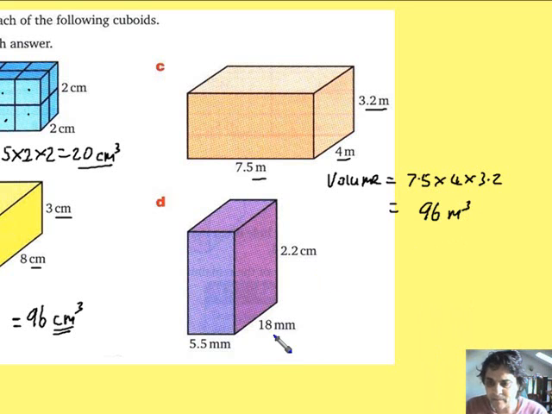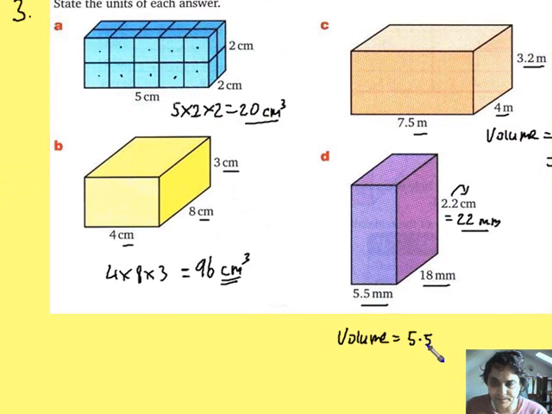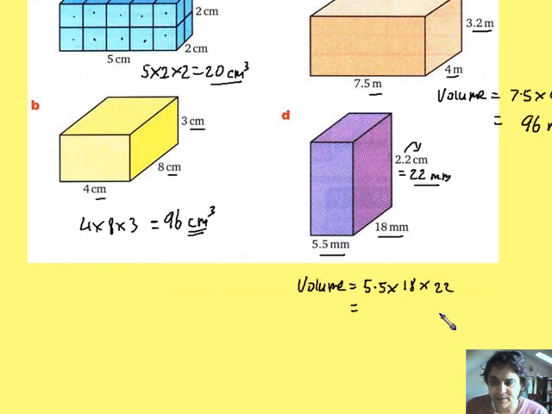And we'll do the last one there. We have a mixed unit. We have 18 millimetres, 5.5 millimetres, and 2.2 centimetres. Well, that equals 22 millimetres. Just multiply by 10 there, move the decimal point along, and now we have units that are consistent. So the volume for part D is going to be 5.5 by 18 by 22 and not 2.2. In order to be consistent, we've got the answer in millimetres cubed.